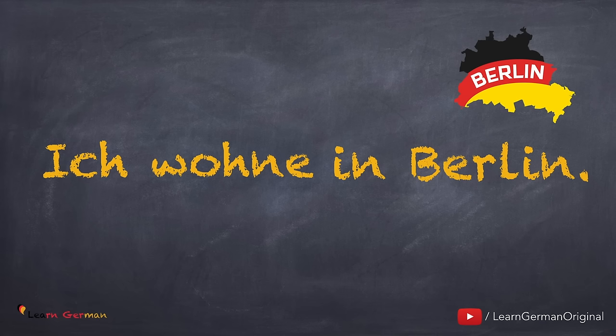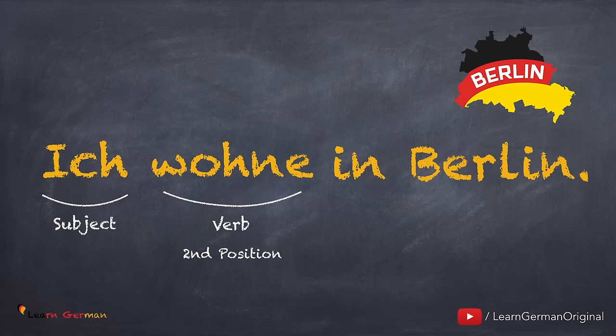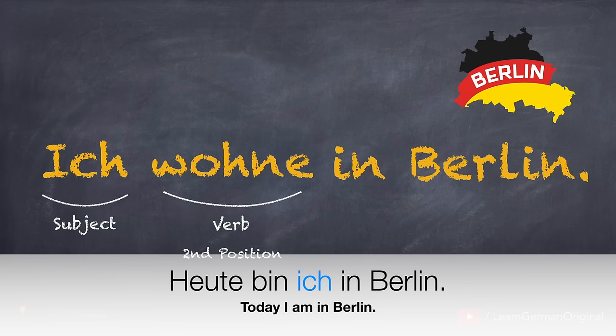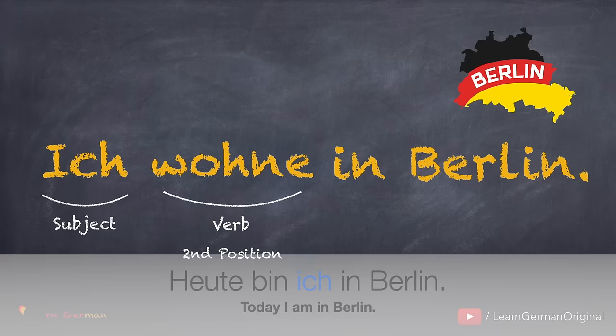Let's look at another sentence which we have already done. Ich wohne in Berlin. Again here, ich is the subject and wohne is the verb. A basic rule of sentence formation in German is that the verb is in the second position. The subject is placed either on the right or on the left of the verb. For example, in the sentence, heute bin ich in Berlin, ich is placed after the verb. The verb stays in the second position. There are a few exceptions to it though, which we'll be learning later.